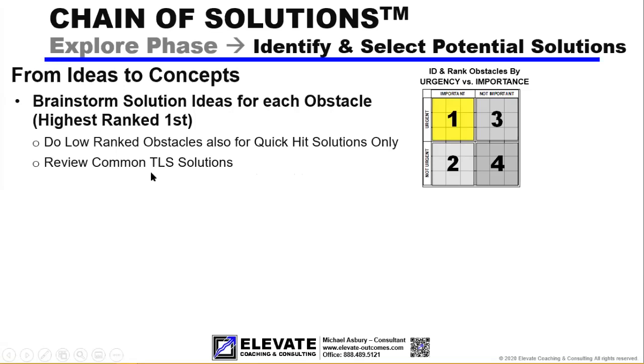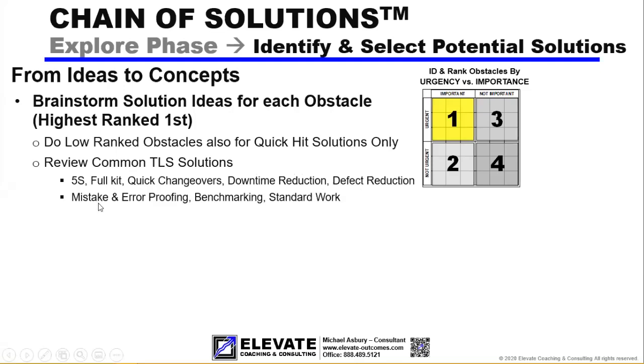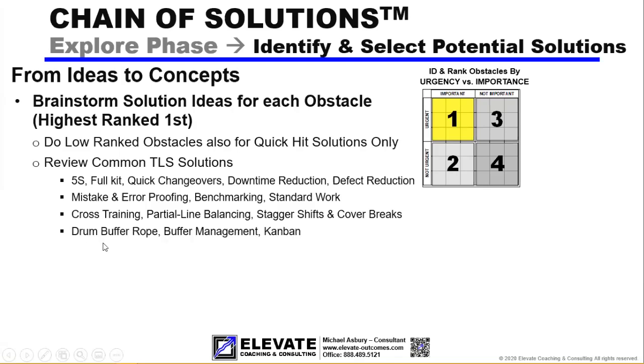Then we review our common TLS solutions, such as 5S, making sure there's a full kit for the operators, quick changeovers, downtime reduction, defect reduction, mistake and error proofing, benchmarking, standard work. And there's some fun stuff like cross training, partial line balancing, staggering shifts, and covering breaks. From TOC, we've got drum buffer rope and buffer management, and Kanban from lean.